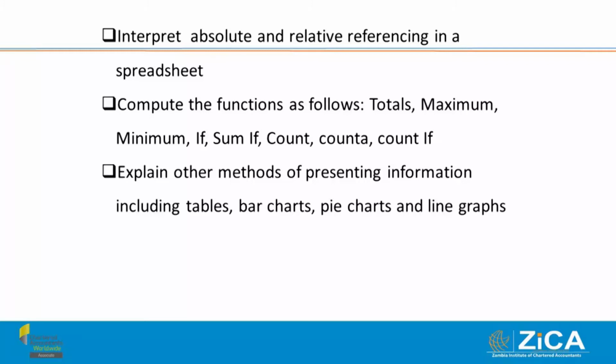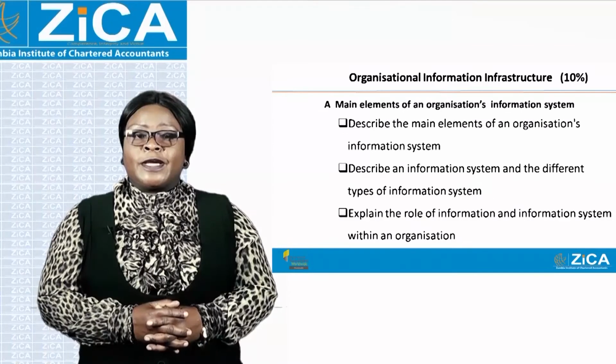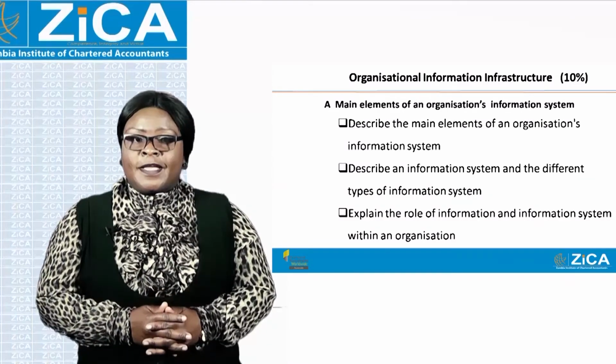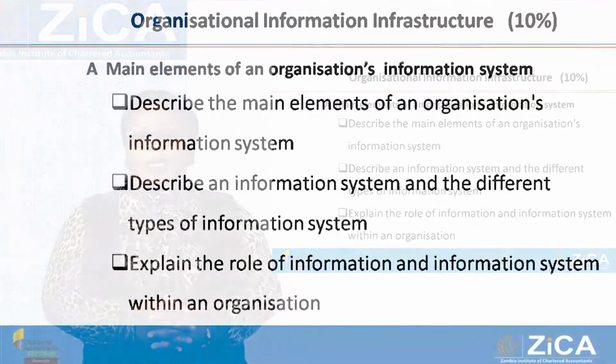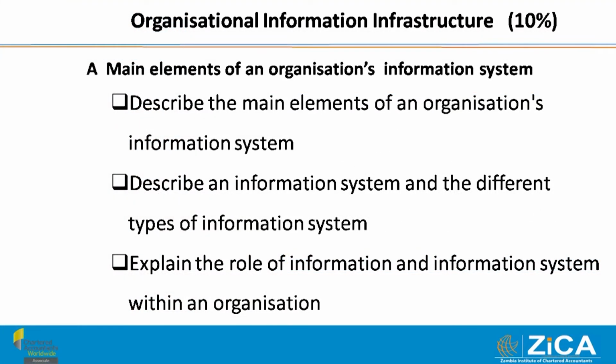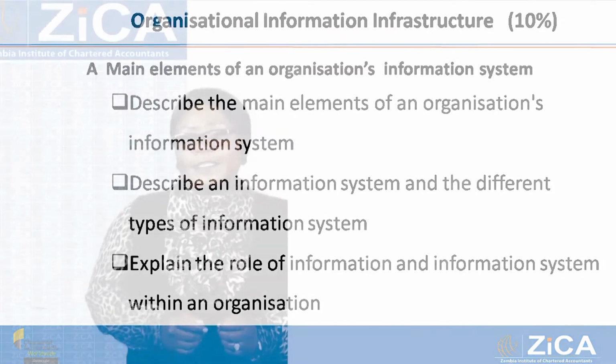Organization information infrastructure has a weight of 10%. The main elements of an organization information system, where you need to describe the main elements of an organization information system. You need to describe an information system and the different types of information systems. Explain the role of information and information systems within an organization.